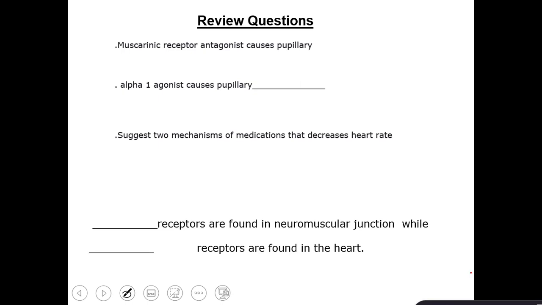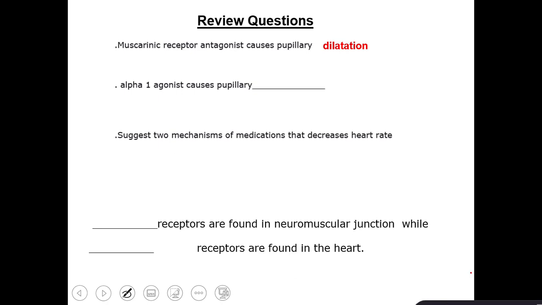Muscarinic receptor antagonist causes pupillary what? So muscarinic agonist produces constriction of the pupil. So blocker or antagonist produces the opposite. So dilation of the pupil of the eye. Actually, eye drops having muscarinic antagonists are used during eye checkup. So they dilate the pupil of the eye, and then the physician will be able to see through your eye.